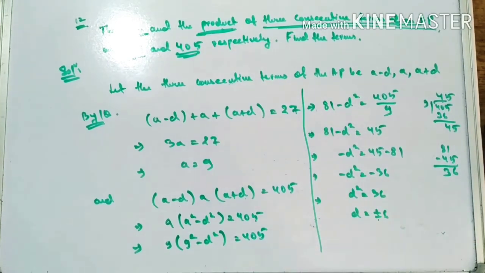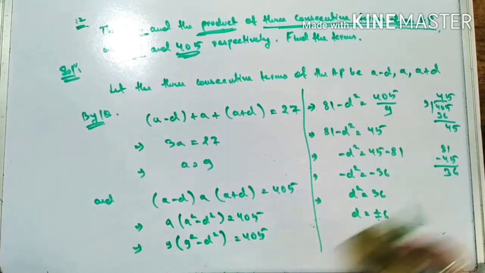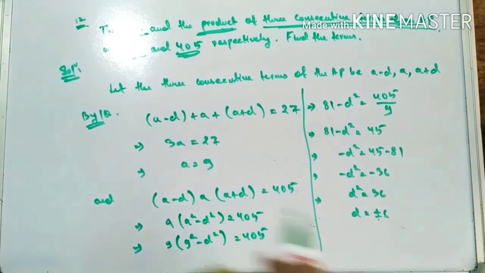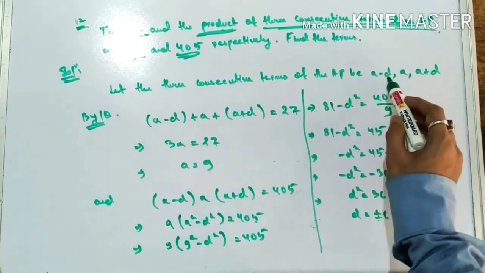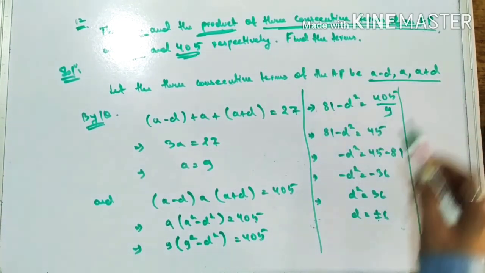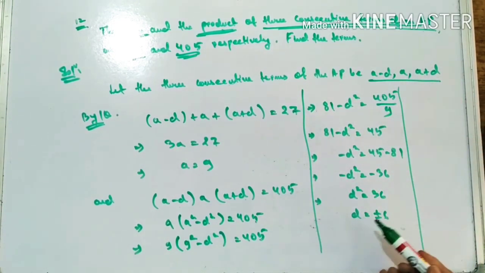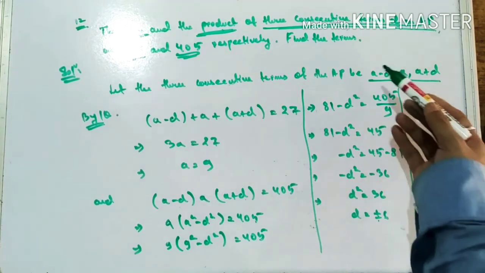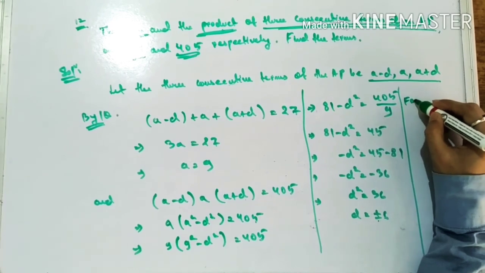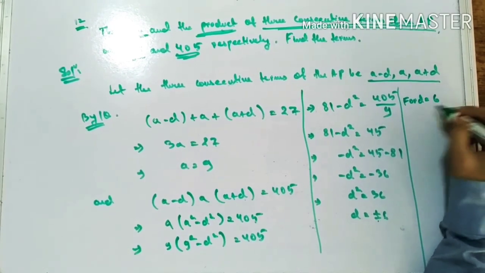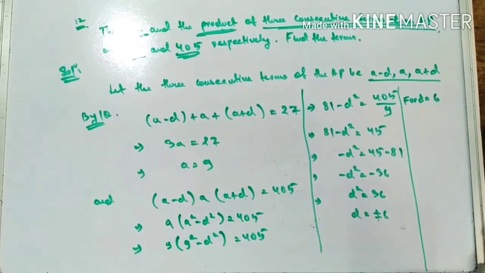So next what I will do, one time d value I will take positive 6 and then find the three consecutive terms, and the next time d value I will take negative 6 and then again I will find the three consecutive terms. So for d is equals to 6, d is equals to positive 6.